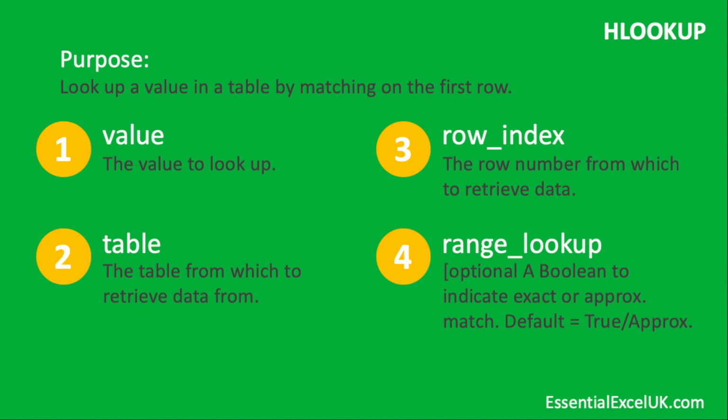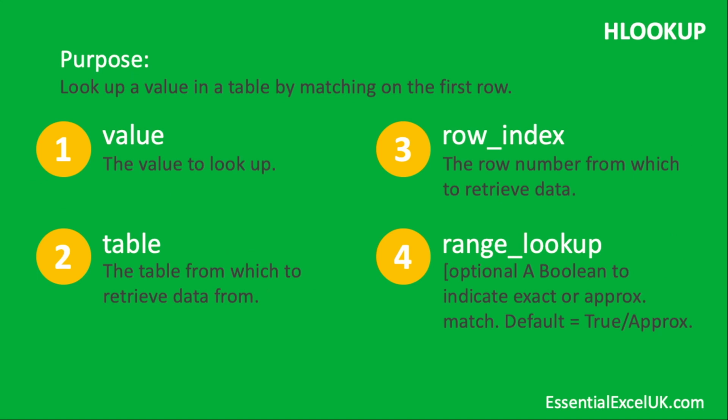This is an optional field. It's a Boolean field, so as we know, Boolean means it's either true or false. It's a Boolean to indicate exact or approximate match. If you do not state a value in here, because it is optional, it would default to true, which is an approximate match. If you remember from VLOOKUP, an exact match will take the value that you're looking for and find the exact matching value in your table. If you do an approximate match, it won't find the exact, but it will find an approximate match of your desired value.